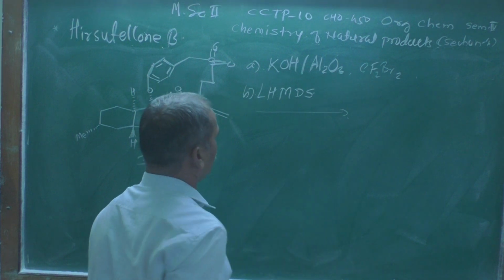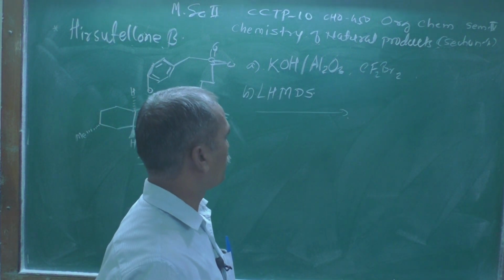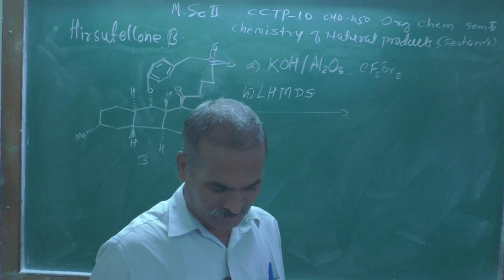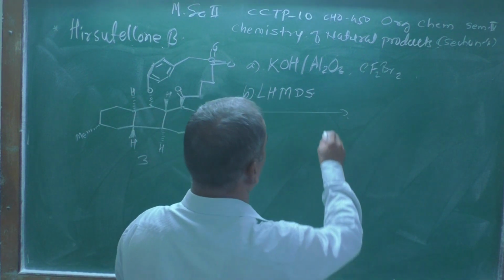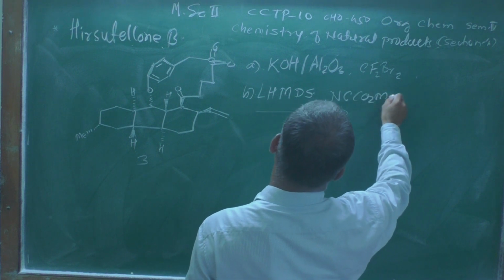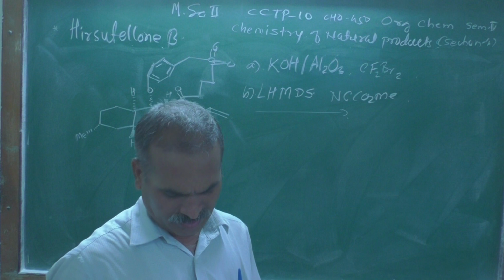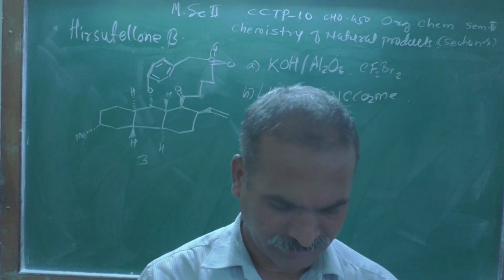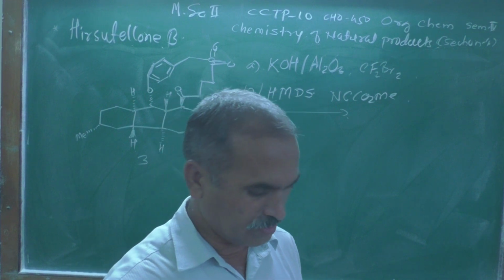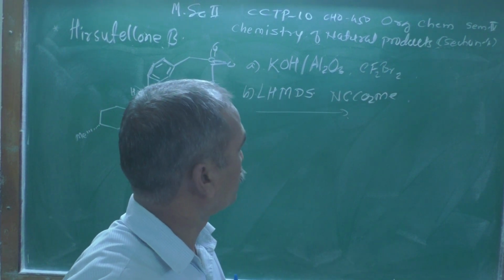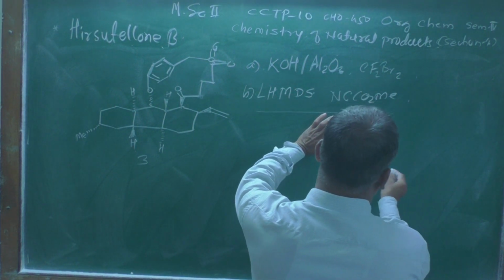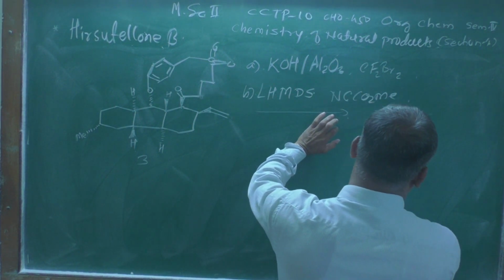LHMDS, that is lithium hexamethyldisilazide. So that type of reagent, and now NCCO2Me. This is a reagent which we are adding over here. After the addition of these reagents, we are going to get structure number 2, and structure number 2 will be this one.